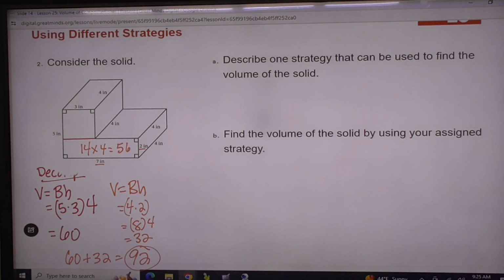That's the bottom. And then if we look up on this side, if this whole line right here is 5, but this is 2, that means that this is 3. So that's going to be 3 times 3, which is 9, times my height, which is going to be 4. That's going to be 36. And you add 36 plus 56, and that's going to give you 92 all the same.